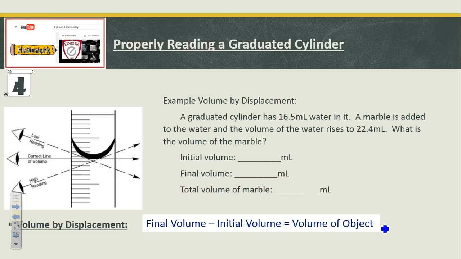Well, you've got to do a quick subtraction. So initial volume, 16.5 mL. The final is 22.4 mL. So you're going to take the final minus the initial to find the volume of the object. So I'll just do 22.4 minus 16.5, longhand math here. 5.9. 5.9 milliliters is how big that particular marble is. And that's volume by displacement. Very simple, very straightforward. You've got to know how to do it backwards, forwards, left, and right.